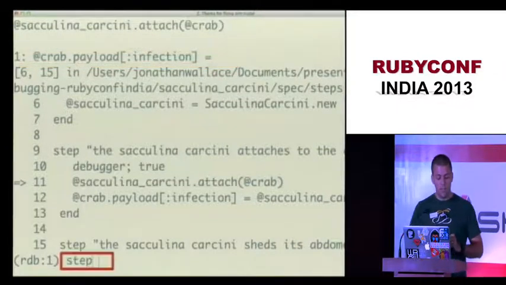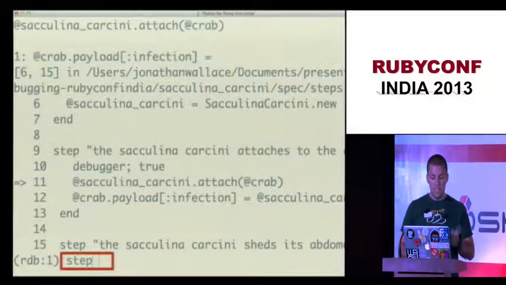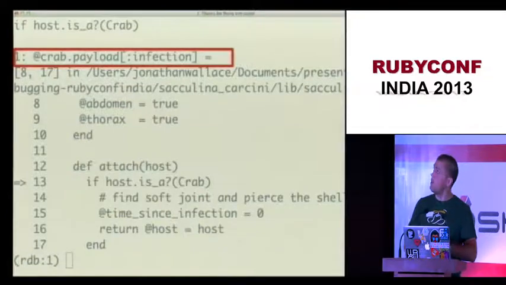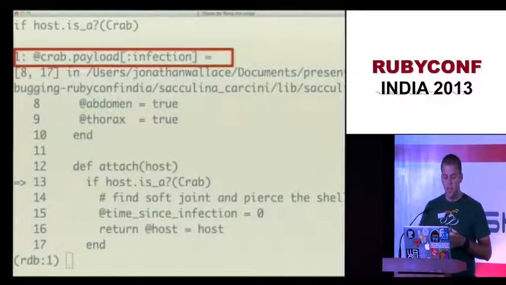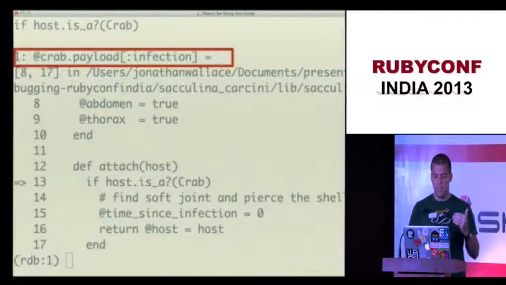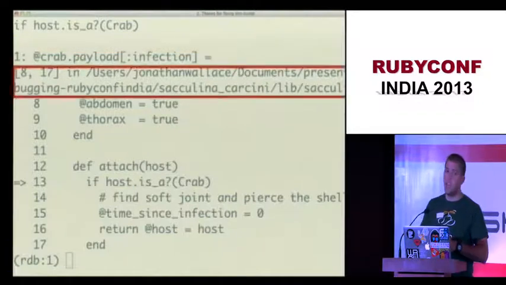So we'll step again. Now we're currently on line 11, and we step again, and the first thing to note is that our arbitrary Ruby expression has not changed. Our display variable has not changed. But something has changed here. If you notice, the context has changed. We are seeing different lines. In fact, we're now in a different file.